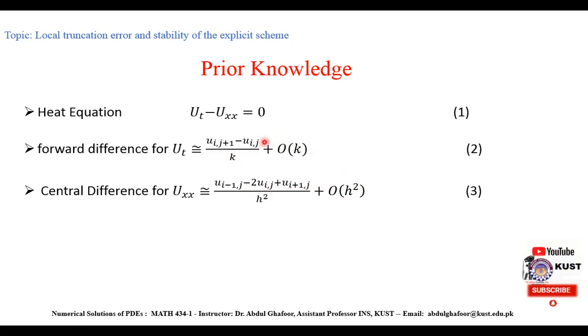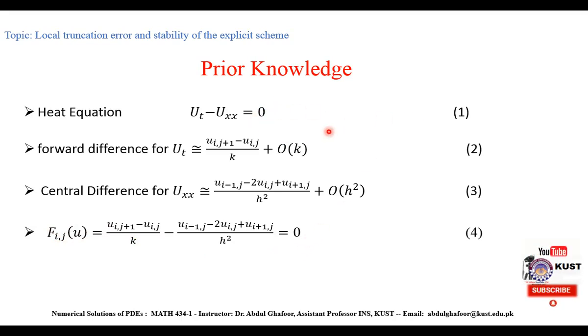Remember, we have studied in detail the derivation of this forward difference scheme and central difference scheme, and also the nature of this equation. Substituting equations 2 and 3 in equation 1, we get the difference equation given in 4. Fij of u is the notation for this difference equation. Remember, we have two equations mainly. One is the partial differential equation given in 1, and the other is the difference equation given in 4, and this difference equation is the approximation of the partial differential equation.